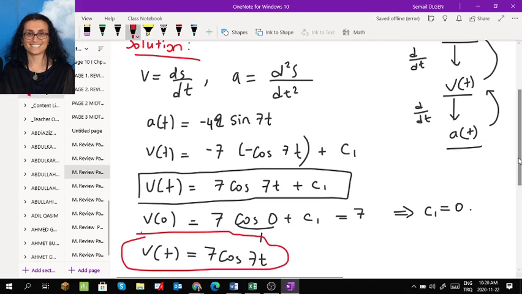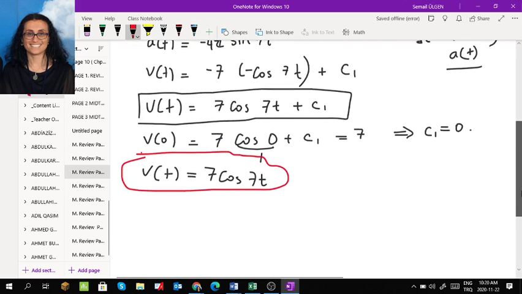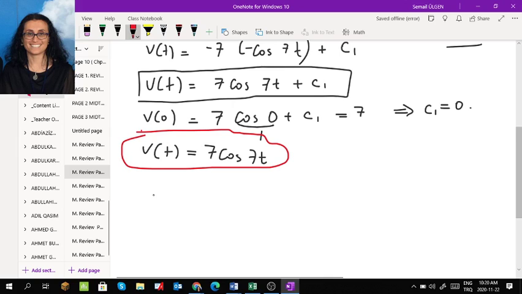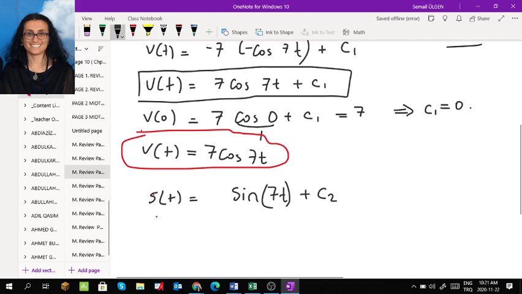Now I'm going to go backwards one more time to find s, and I ask myself for which s, if I take the derivative, I get that s of t is equal to sine 7t. If you take the derivative of sine, you get cosine, derivative of the inside 7, so this is it, and I'm going to call it plus c2. And what is c2? We need to find it.